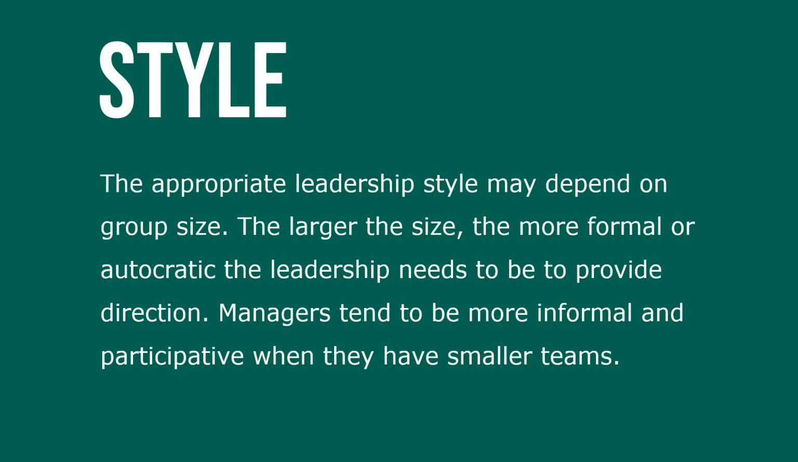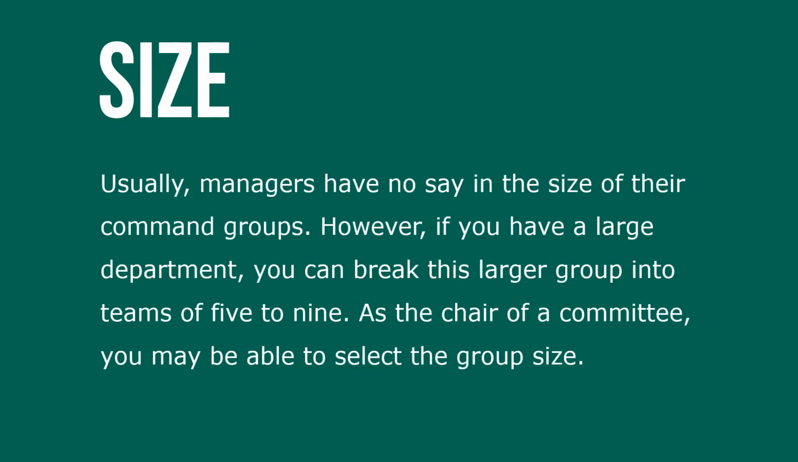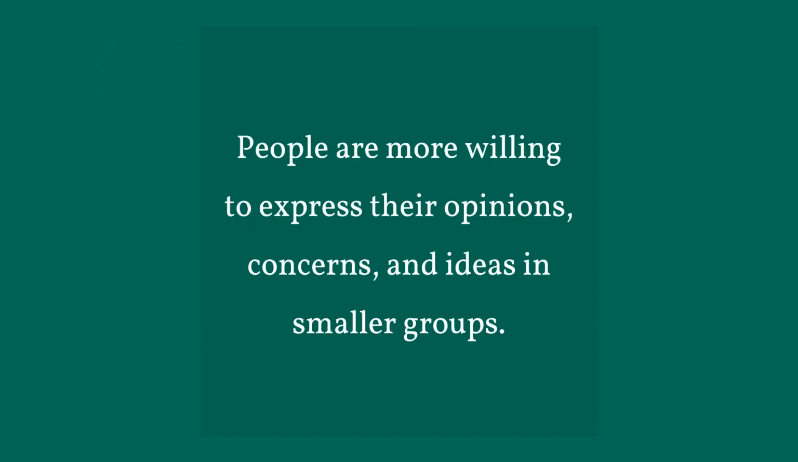The appropriate leadership style may depend on group size. The larger the size, the more formal or autocratic the leadership needs to be to provide direction. Managers tend to be more informal and participative when they have smaller teams. Usually, managers have no say in the size of their command group. However, if you have a large department, you can break this larger group into teams of 5 to 9, the ideal group size. As the chair of a committee, you may be able to select group size. People are more willing to express their opinions, concerns, and ideas in smaller groups.